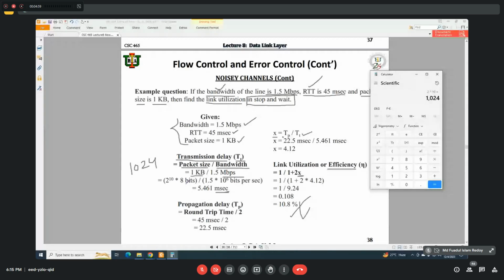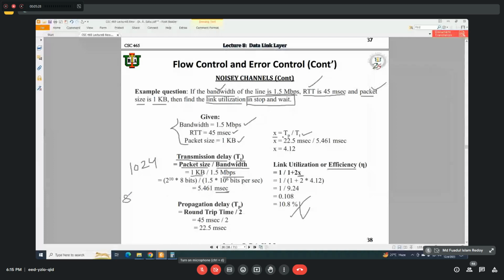Yeah, then you have to do it. You need to know the units definitely. So you're getting here 1024, and you're converting it to bits, so multiply by 8. 1024 multiplied by 8, so we are getting 8192. Okay, 8192.